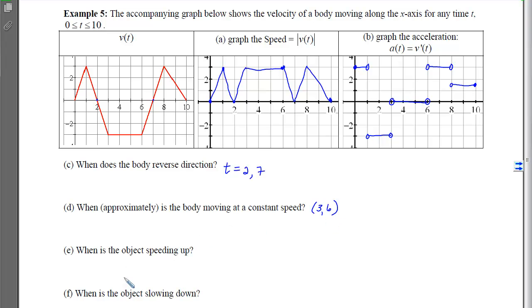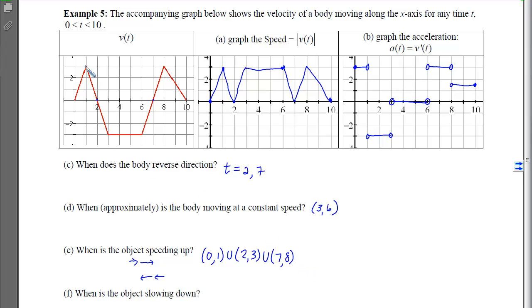The object will speed up. Now here's where it gets a little tricky, because you need to think about when you actually speed up. If I'm moving to the right and I'm pushing to the right, then I'm going to speed up. If I'm moving to the left and I'm pushing left, then I will also speed up. So we've got to think about how this is manifested graphically. If we look at our speed, the speed will be increasing when we have positive slope on the speed graph. So that goes from 0 until 1, and then again from 2 to 3, and then again from 7 to 8.